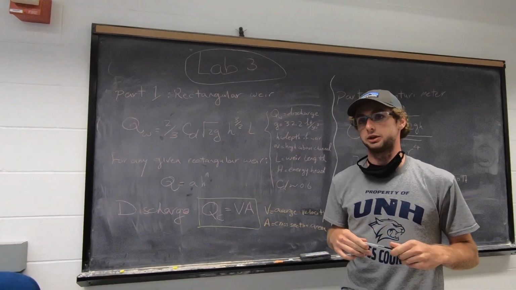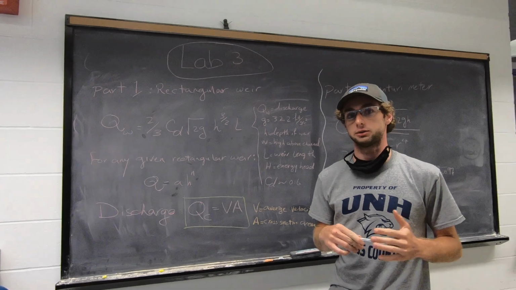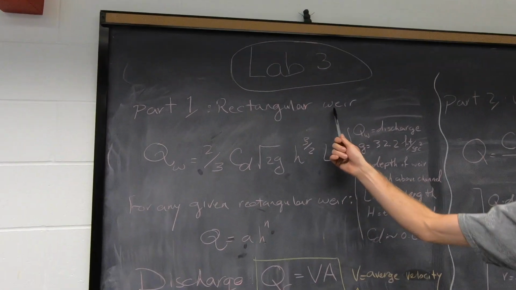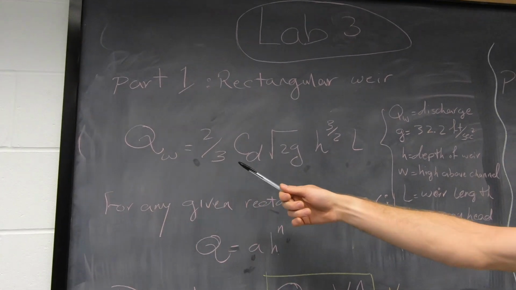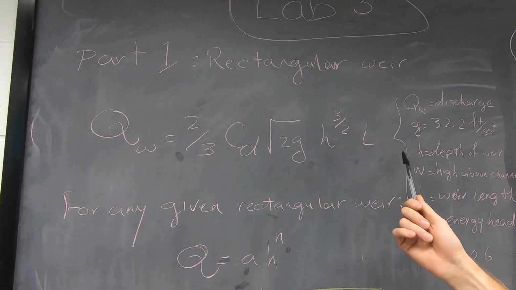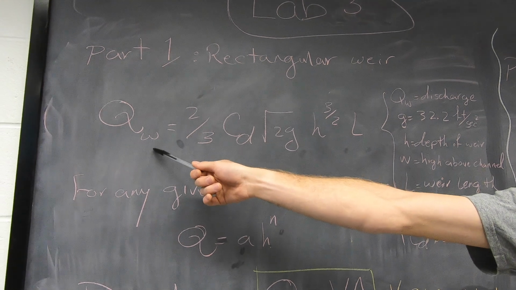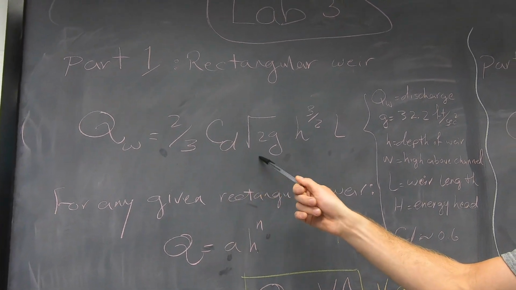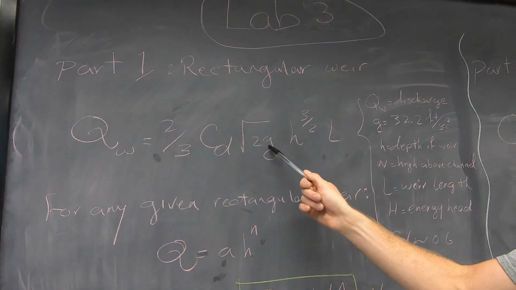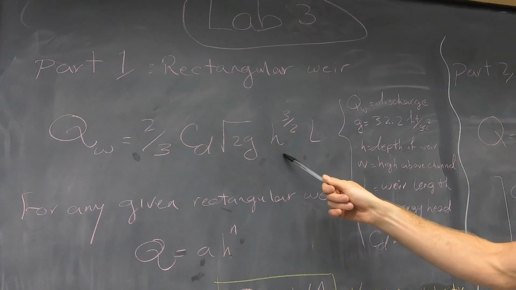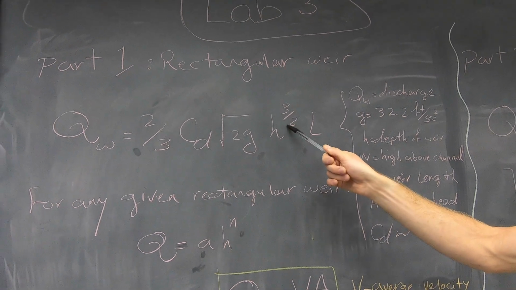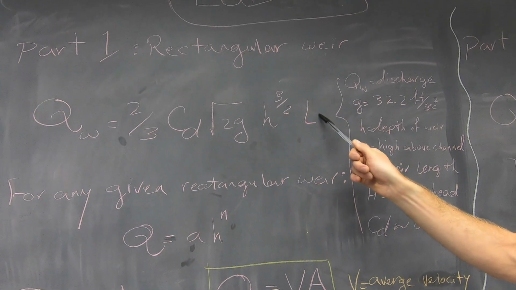We're going to use some different methods of measuring flow, one of which is going to be the rectangular weir. This is the equation here that describes the rectangular weir flow. So that is, our flow over the weir is equal to 2/3 of a coefficient times the square root of 2 times acceleration due to gravity times the height of the water relative to the weir raised to 3/2 times the length of the weir.